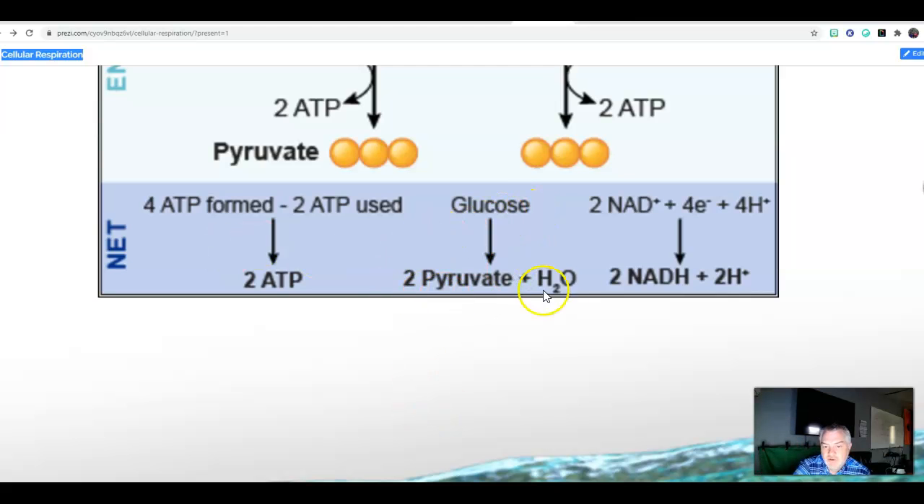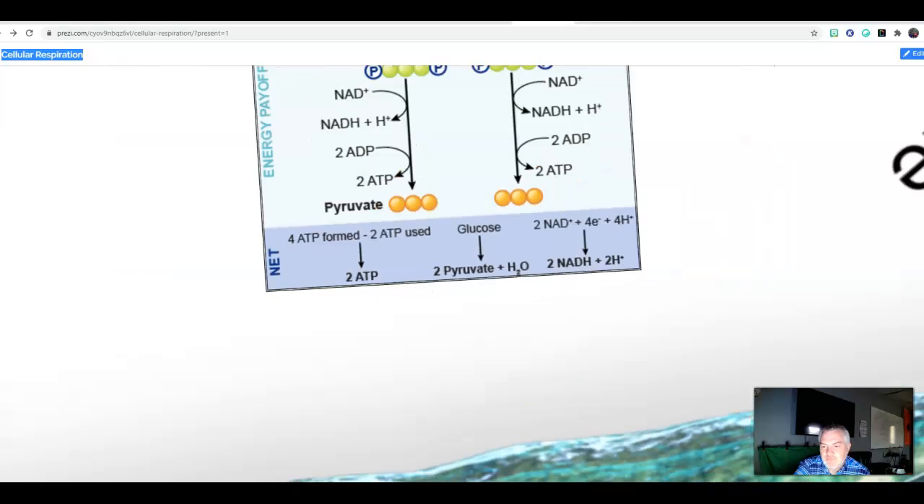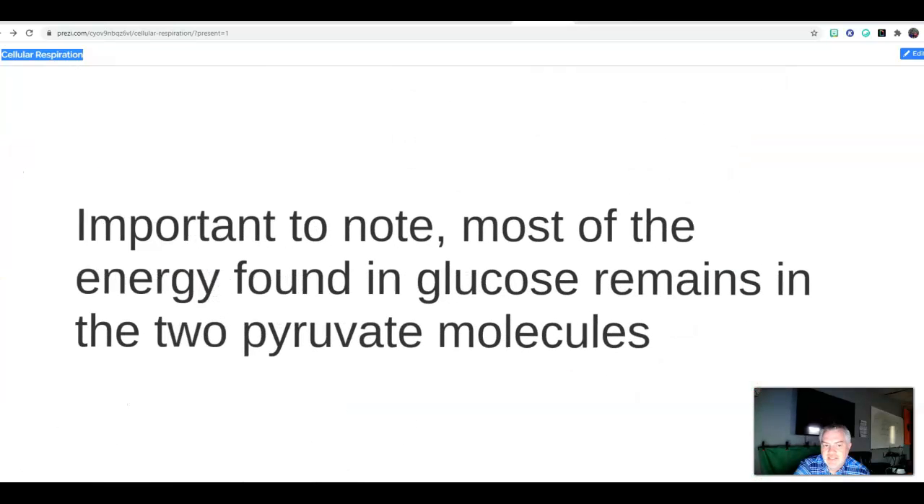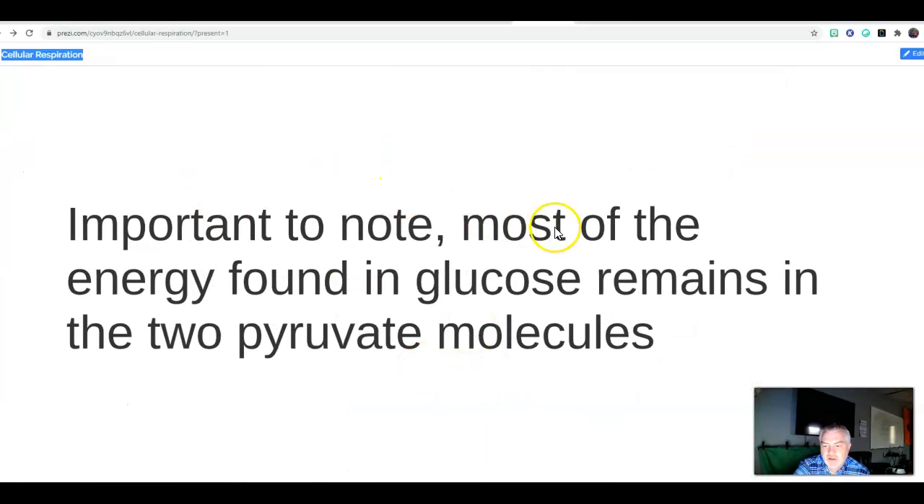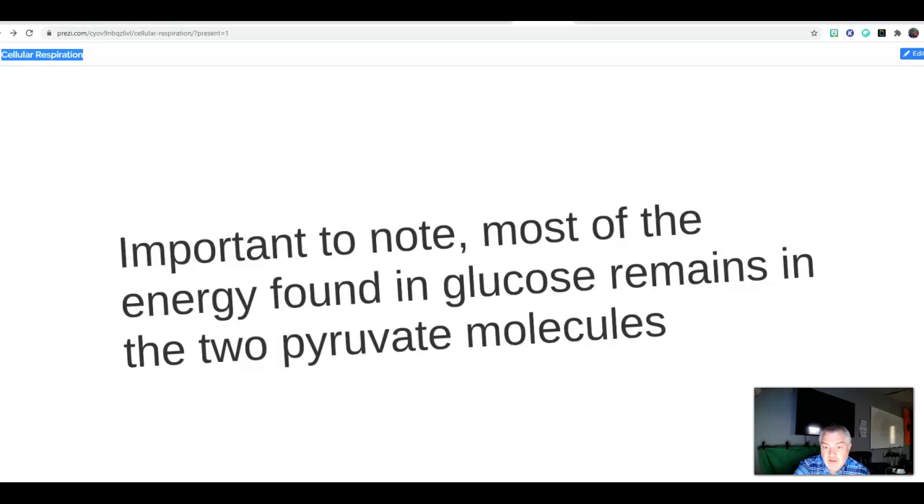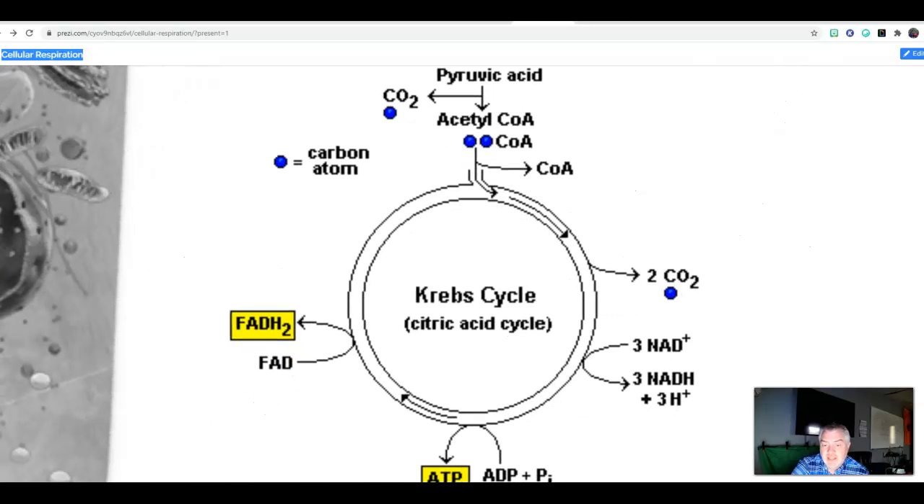We're also going to make 2 pyruvate. Don't worry about the water here, it's really irrelevant to what we're learning about. And 2 NADHs, which again are those electron carriers that are going to go to the ETC, electron transport chain. It's important to note that most of the energy found in glucose remains in the 2 pyruvate molecules. That's going to take us to the next step, which is the Krebs cycle.